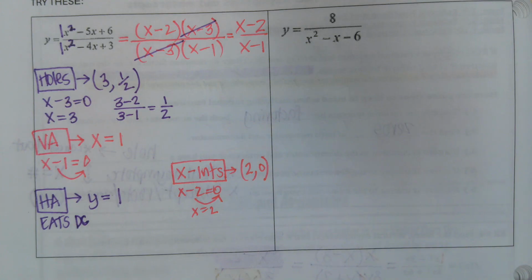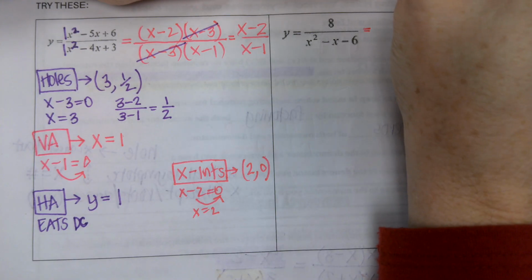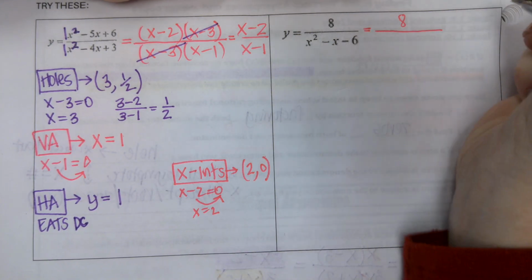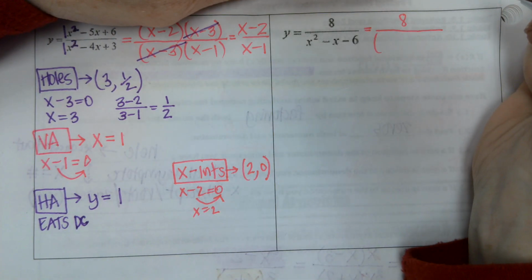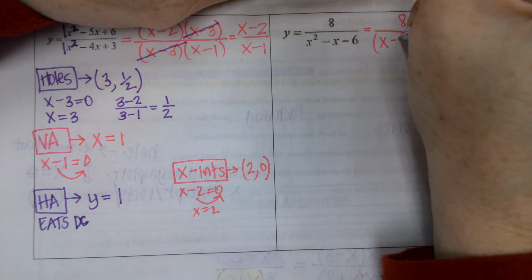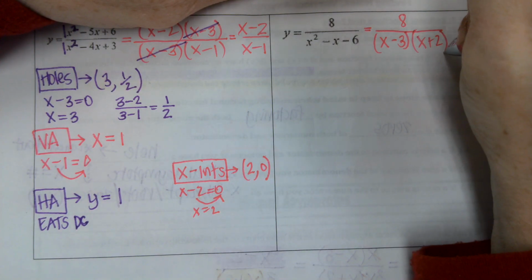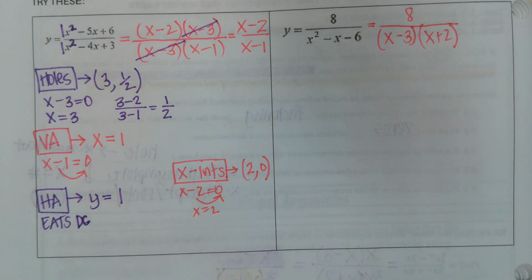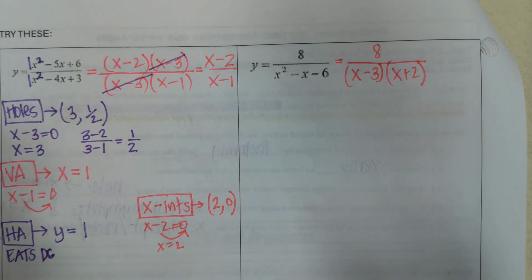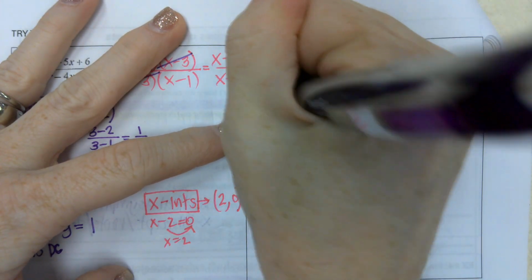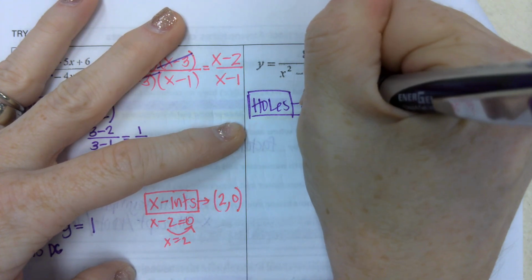All right, let's move to this second one. Can I factor anything on the top? No. What does my denominator factor into? x minus 3 and x plus 2. Perfect. Does anything cancel? No. So for holes, I'm going to say none.